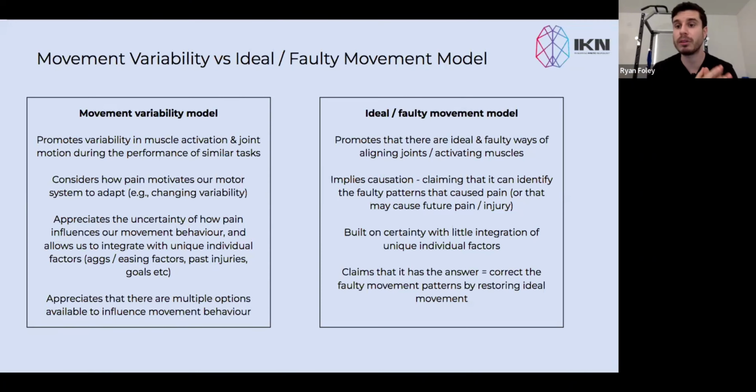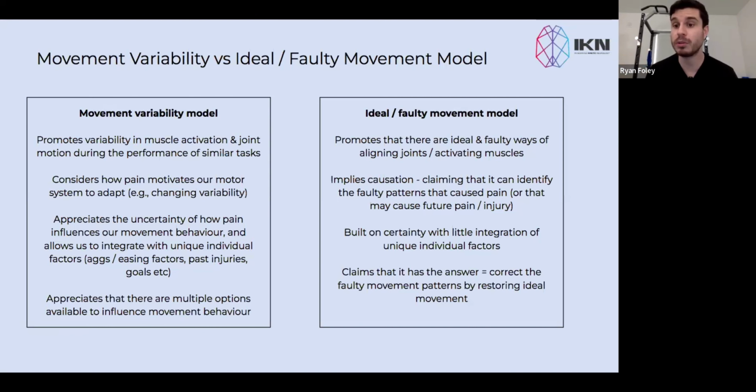A movement variability model doesn't do that. It doesn't judge good or bad. It sees the movement for what it is. It integrates what your current options are, and integrates that with your unique individual factors to then make a decision on the best place to start from a rehab standpoint. Okay. And the other model claims to have the answer. The answer is, let's work towards correcting that faulty movement pattern by restoring the ideal movement pattern.